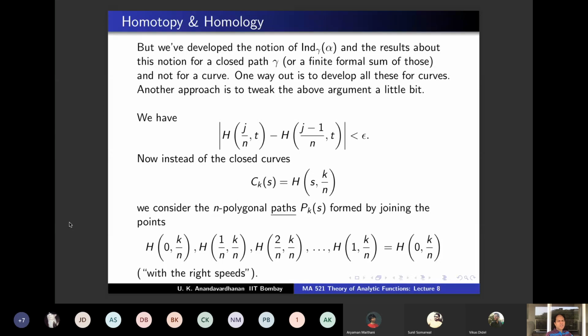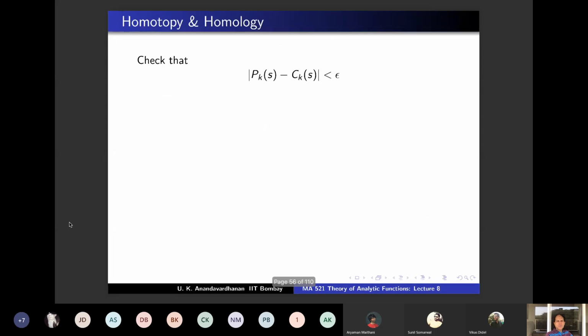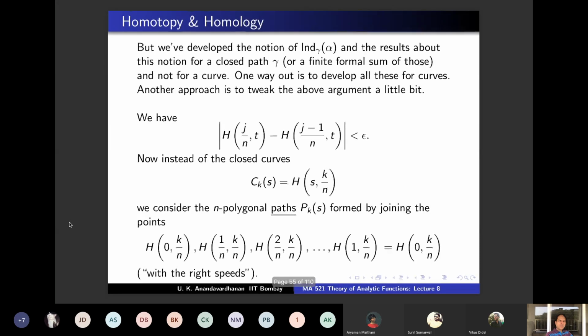And observe that these P_k are very near to C_k. In fact, the distance between P_k and C_k is less than epsilon. Why is that? Is that obvious?